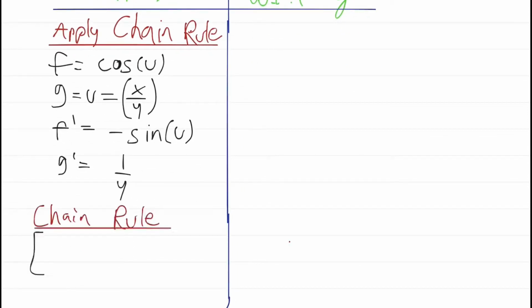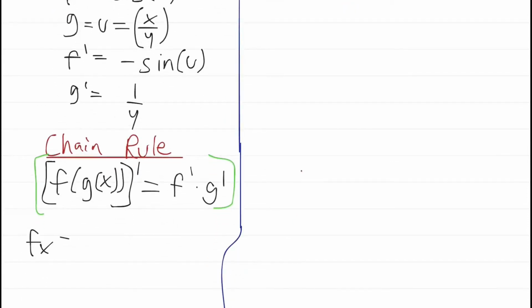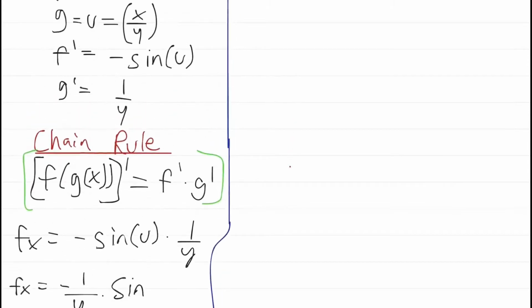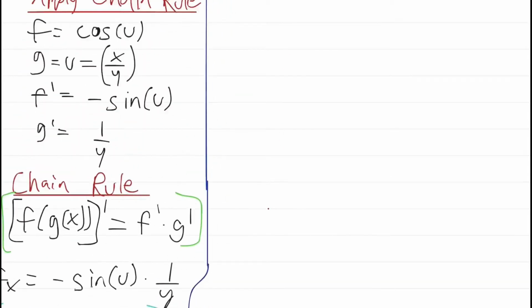Furthermore, we apply the chain rule, which is the derivative of the inside when we're given a function within a function, which is the case here, cosine of x over y. Its derivative is equal to f prime times g prime. So our partial x is equal to f prime, negative sine u, times g prime, which is 1 over y. So partial x is equal to negative 1 over y times the sine of u. What's our u? Our u is x over y.